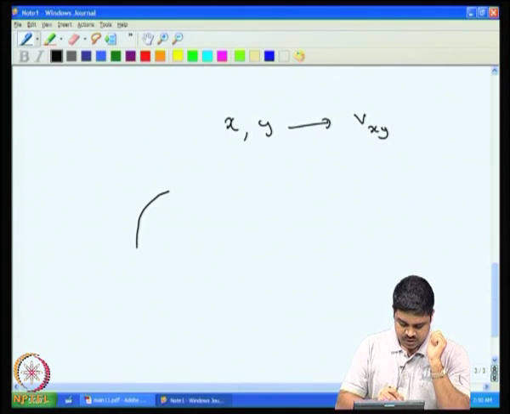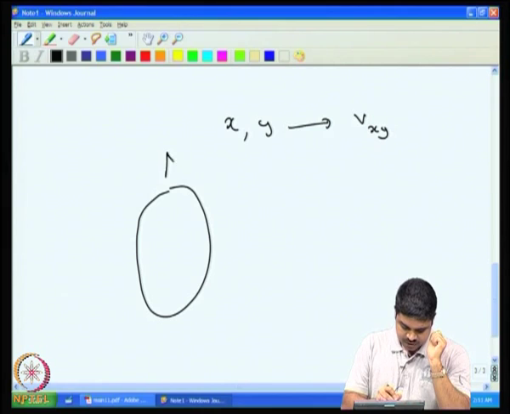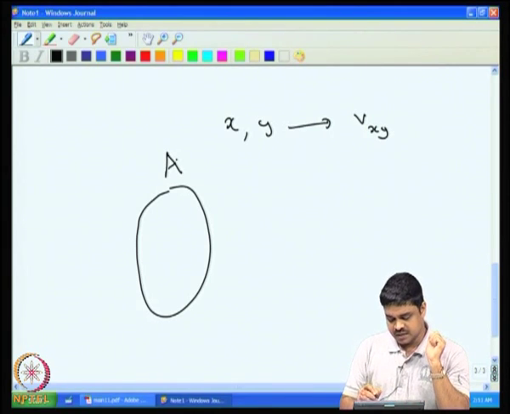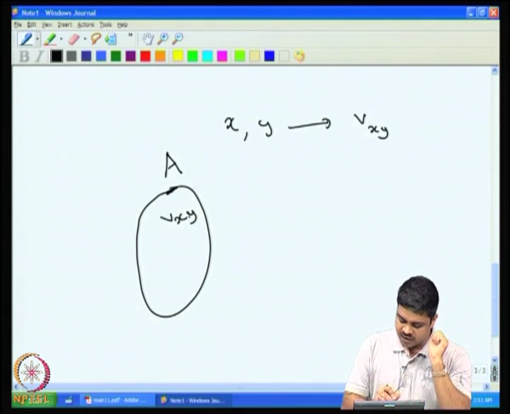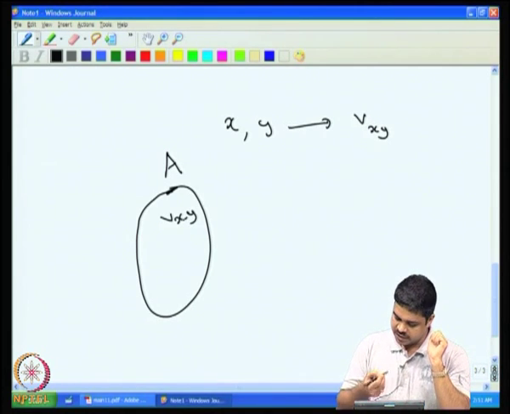So, what we will do is, suppose for a set A, it did not contain x or y, then it is as such, we will not have any change for A. But if it contained x, then we will add v x y to it. Similarly, if it contained y, we will add v x y to it. If it contained both, then also we will add v x y to it.